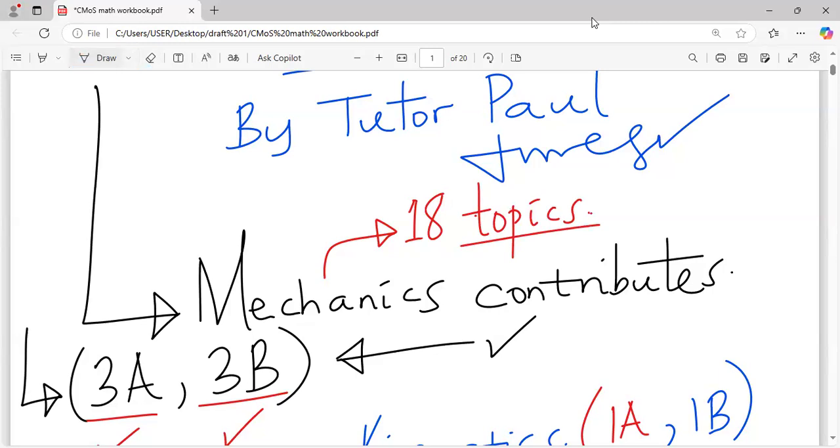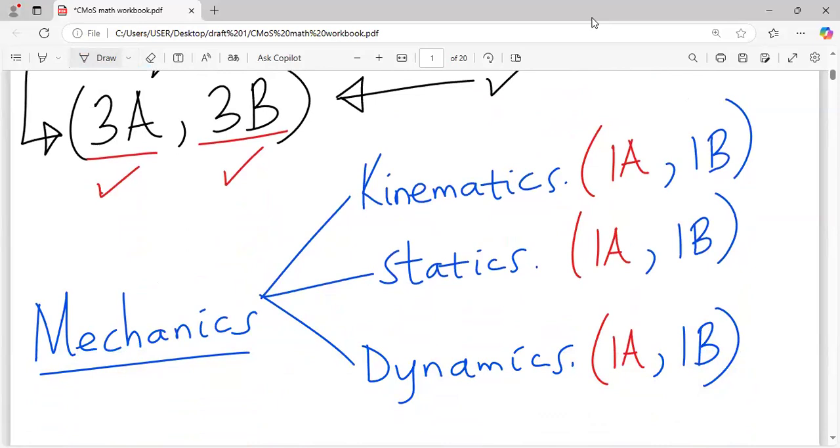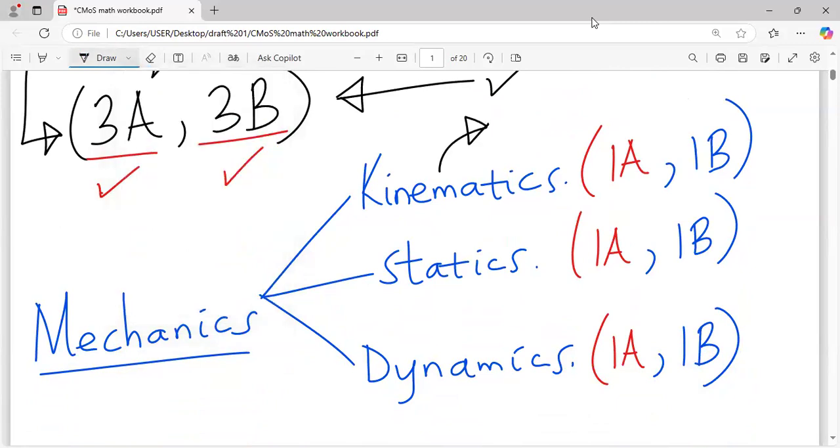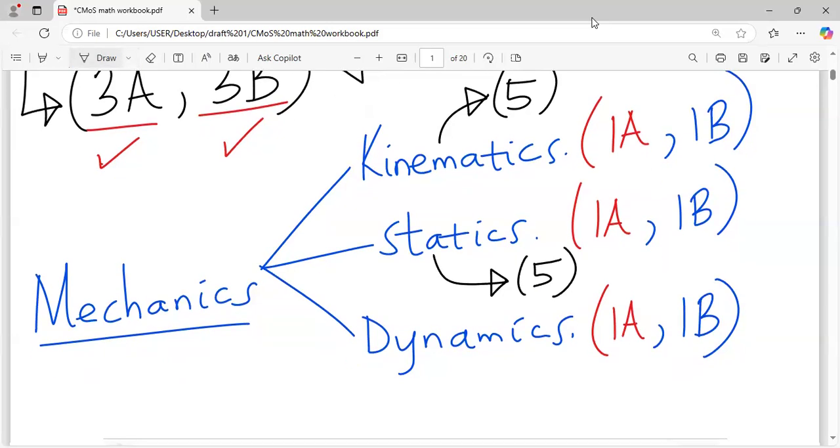So, how many topics are in kinematics? Kinematics, according to your syllabus, has 5. Statics, how many topics? According to your syllabus, they are 5. Dynamics, according to your syllabus, they are 8. If you know math very well, if the total is 18 and the first two are 10, then of course the other one takes 8.